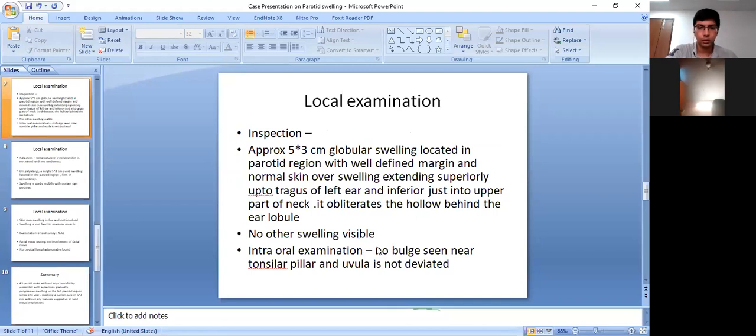Intraorally, no bulge is seen in the tonsillar pillar or uvula. Now, the deep lobe of the parotid gland or the deep lobe of the submandibular gland, both of them are present in the parapharyngeal space. So for deep lobe involvement, if there is a swelling in the deep lobe and not in the superficial lobe, it occurs in the parapharyngeal space and will deviate the uvula to the opposite side. The tonsillar pillar will have a bulge over there, and the uvula will be deviated to the opposite side. Intraoral examination is important to mention for deep lobe involvement.